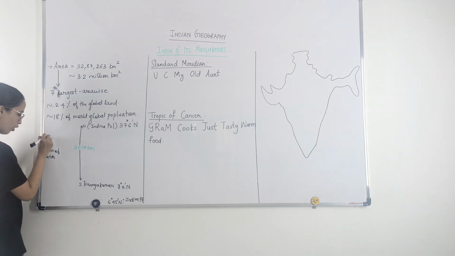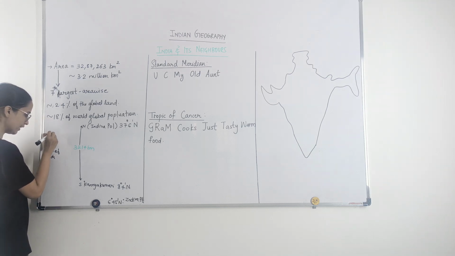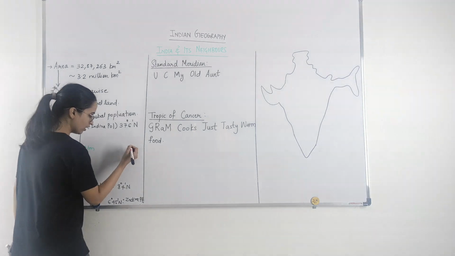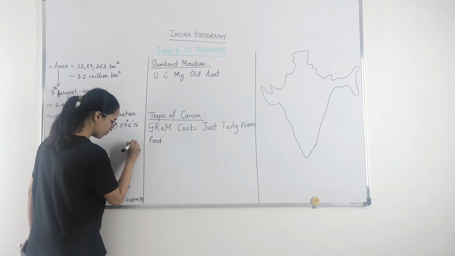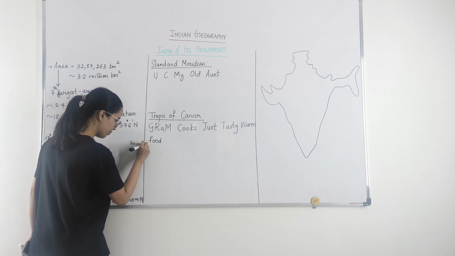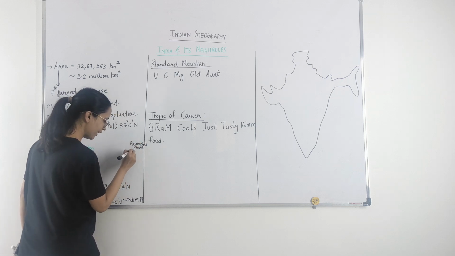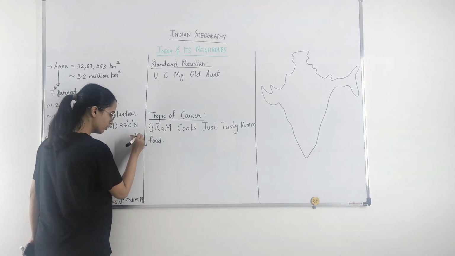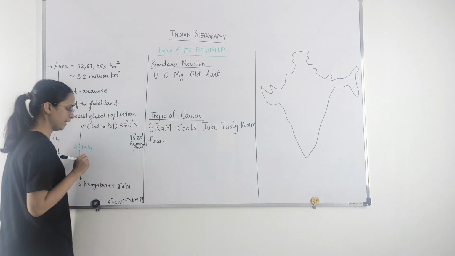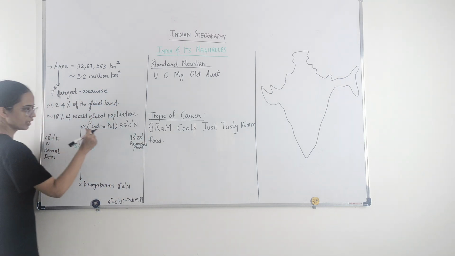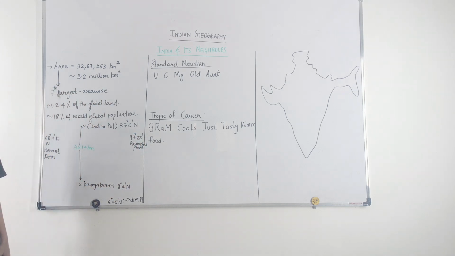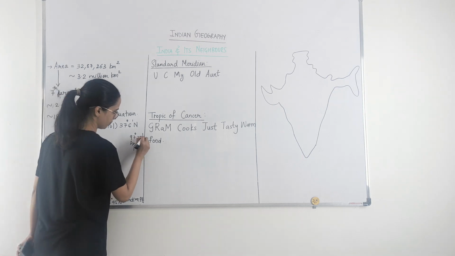And it is placed at approximately 68 degrees 7 minutes east. Similarly, on the easternmost part, we have Arunachal Pradesh, and it is placed at 98 degree 25 minutes. So here if you see, it is approximately at 97 degree 25 minutes east longitude.